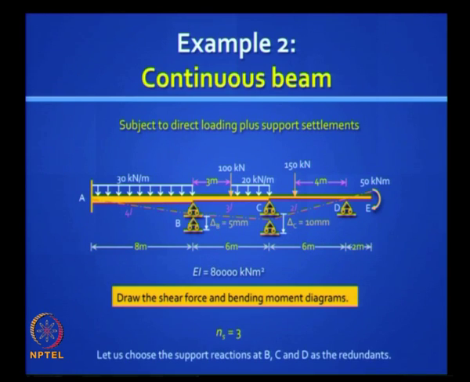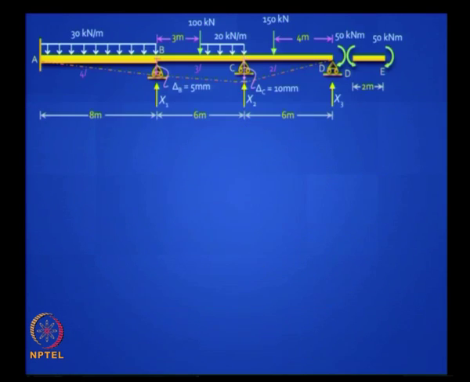So NS equal 3, and let us choose the support reactions at B, C, D as redundants. We will call them X1, X2 and X3. So this is the structure we are going to look at. We will quietly remove the overhang and bring it back when we draw the final bending moment diagram, and that 50 kilonewton meter now goes as a concentrated moment at the end D. Okay, how do we proceed now?